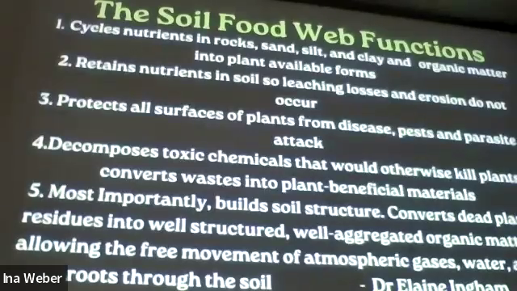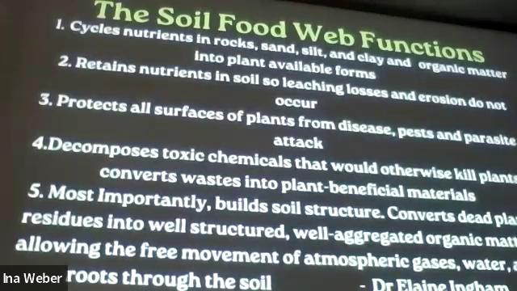It converts dead plant residues into well-structured, well-aggregated organic matter, allowing the free movement of atmospheric gases, water, and roots through the soil. Because basically soil has 45% of that rock parent material we talked about, then it's got probably 5% organic matter, 5 to 7% organic matter is ideal. And then the other almost 50% is equal amounts of water and air for it to function. And that last thing is, if you've got a well-structured organic matter in your soil, then those things can exist and move about.